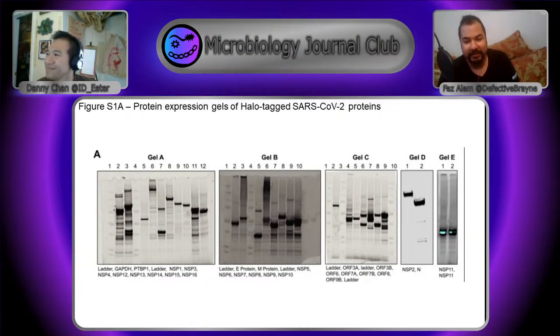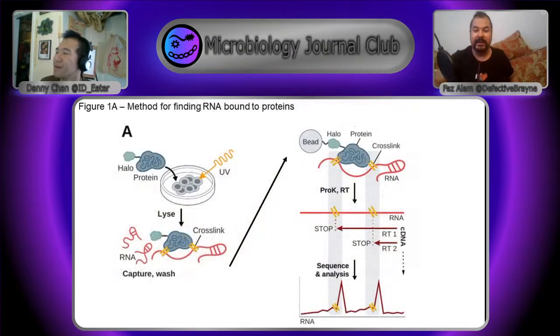It's almost reassuring to see that, because proteins have different conformations, they can run at different levels, they can fragment, and there can be other proteins that look kind of similar. It can be a little bit messy, but the important thing is they've got something in there. So we can move on to the next thing, figure 1A, which describes their method for figuring out what each protein is binding to.